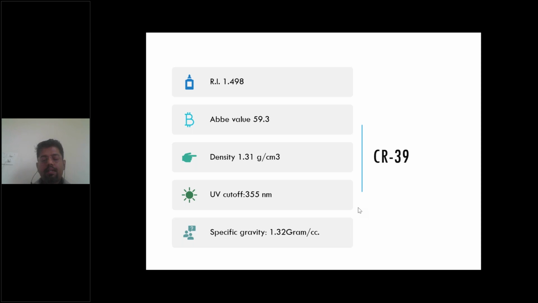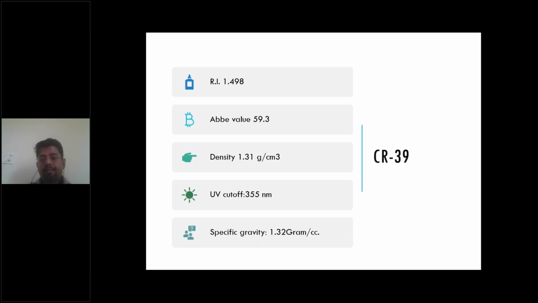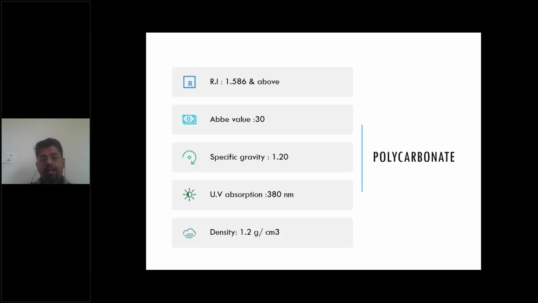Tells about the amount of chromatic aberration that can happen inside a lens whenever light enters the lens. So we'll be discussing more about that later on. And now in the organic material, we have one CR39 material and another one is polycarbonate.